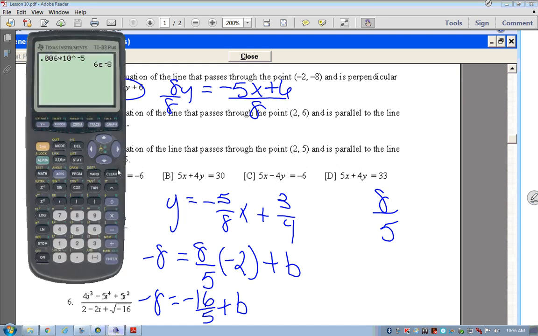So kind of make my life a little simpler here. -8 plus, is somebody keeping track on the time? Yeah, if you got to go, you got to go.